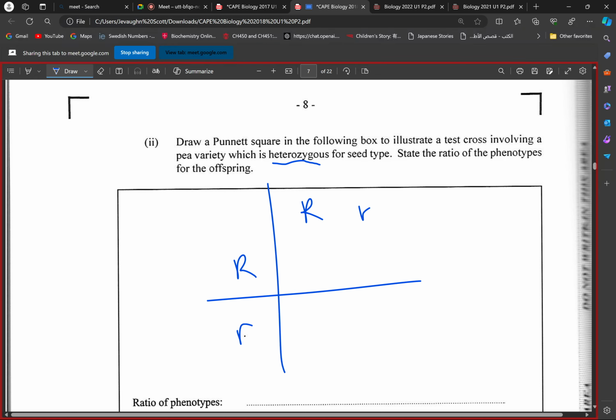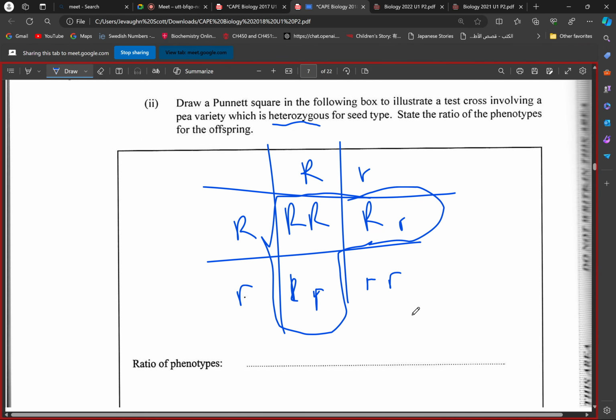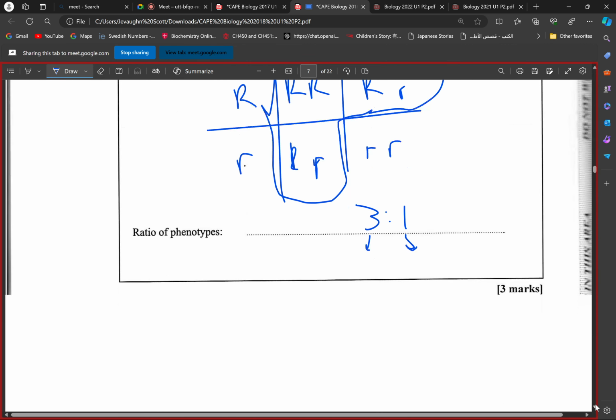Heterozygous, so we're going to have R, small r. I'm not sure if I'm moving too fast, but what would be the ratio for the phenotypes now? We know that these would be round. Therefore, the ratio would be 3 to 1. And then I guess you could speak to this being round and that being wrinkled. You could speak to that. Lovely, moving on.